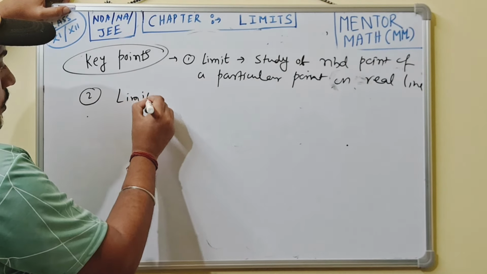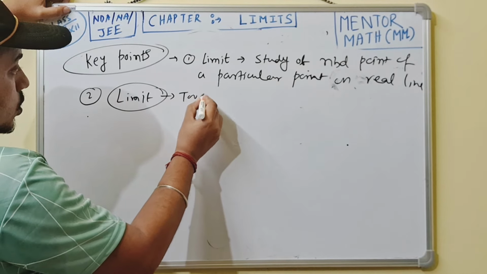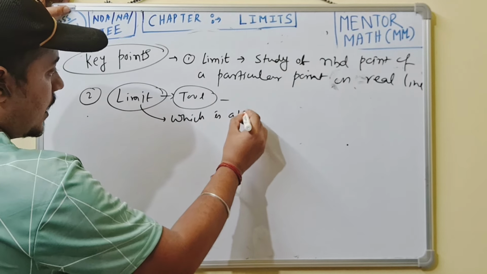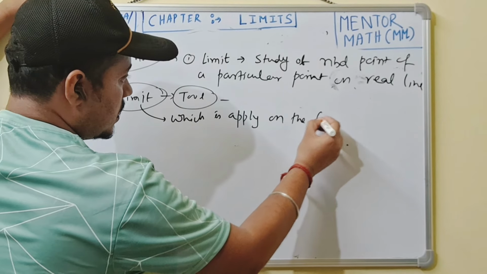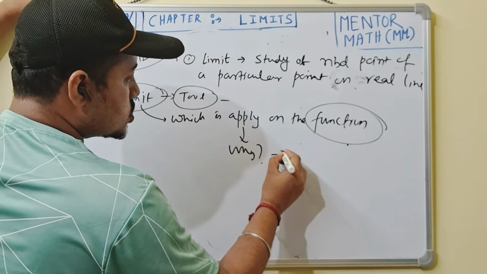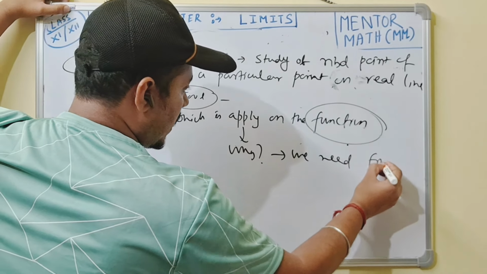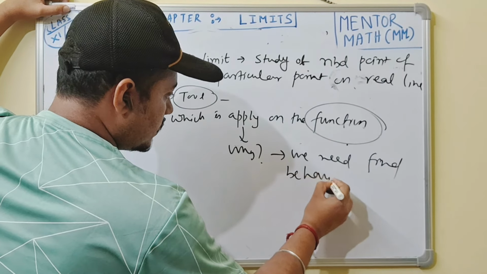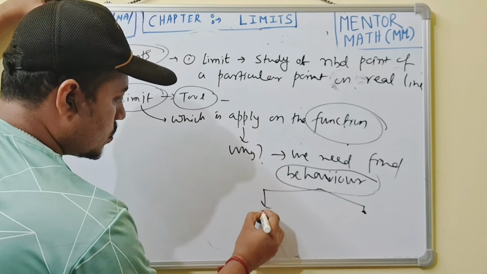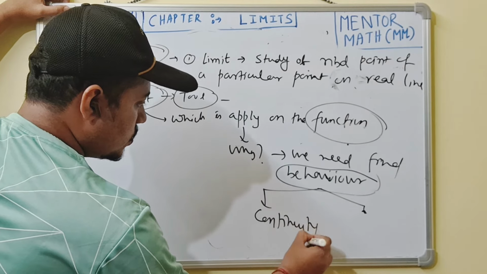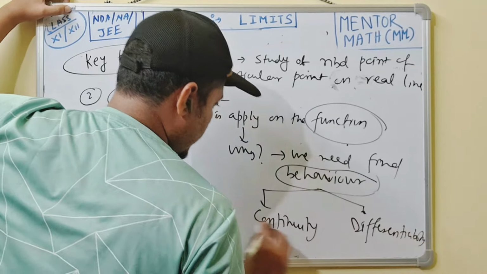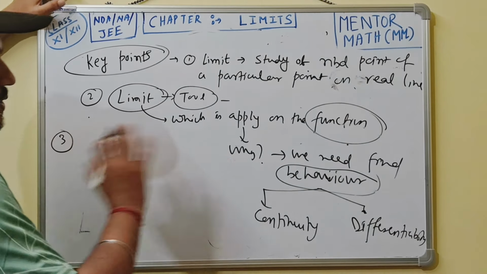Number 2 also, this is roughly your study approach, you can write like that way. Limit is a tool which is applied on the function. Why do you apply it? Because we need to find the behavior of the function. What kind of behavior do we have to check? That is your continuity and differentiability.